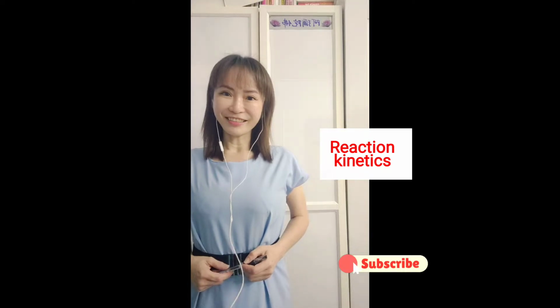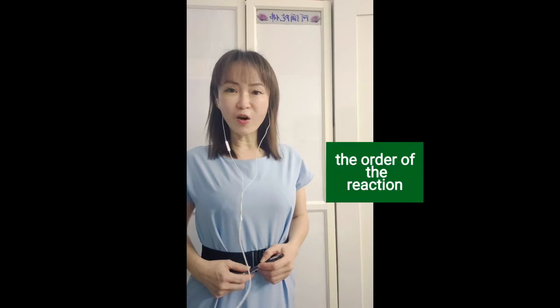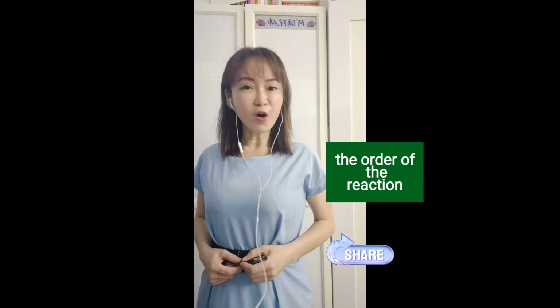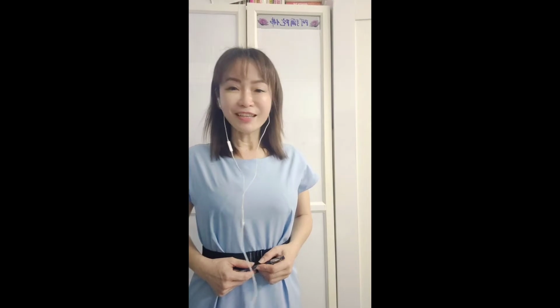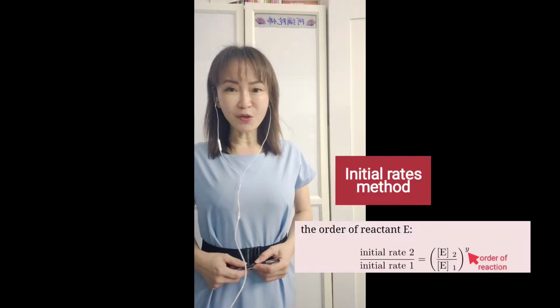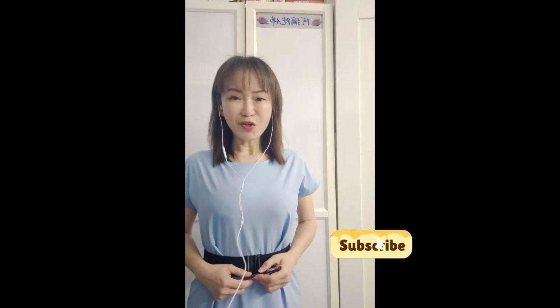Today, we will discuss the topic of reaction kinetics. In this topic, we need to know how to determine the order of the reactions. There are two methods to determine the order of reactions in the STPM syllabus. We can use the method of initial rate or the graphical method. However, in our discussion today, we will use the method of initial rate to determine the order of the reactions. Now, let's go to the first part, the method of initial rates.